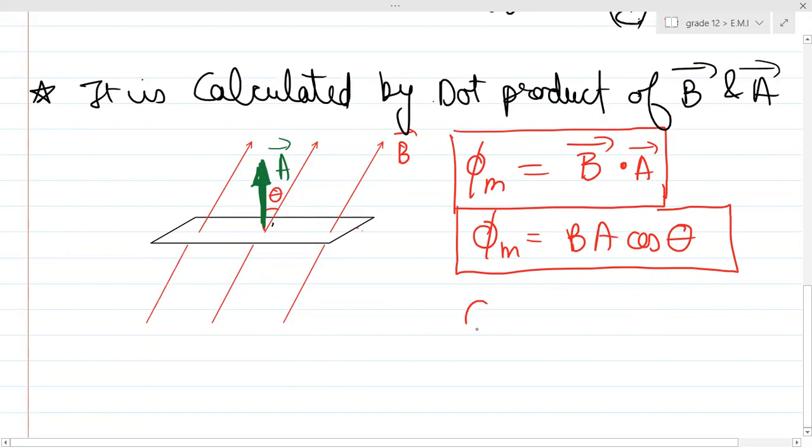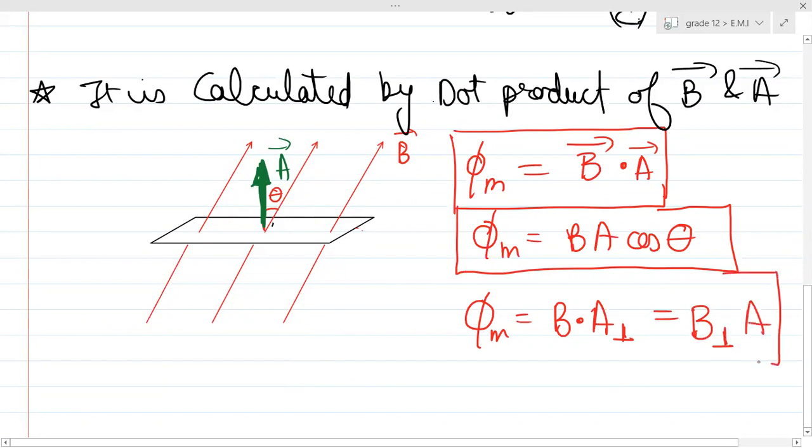You can write one more thing. If you remember, flux also was basically the magnetic field multiplied by the area which is perpendicular to it, or the component of magnetic field which is perpendicular to the area. So basically the product of the perpendicular ones. You can write this as well.